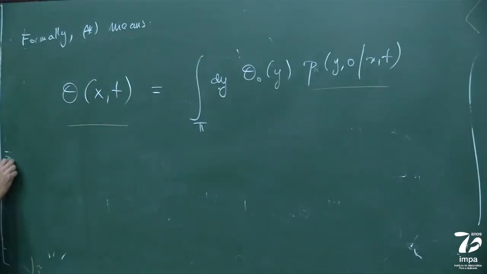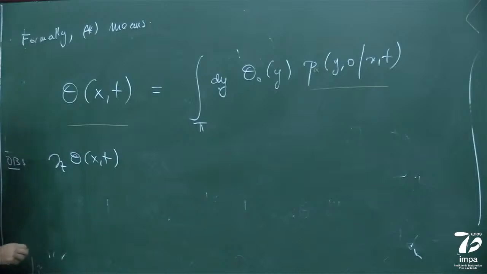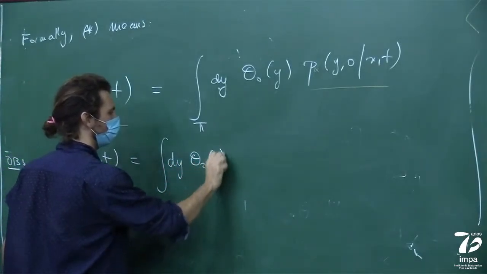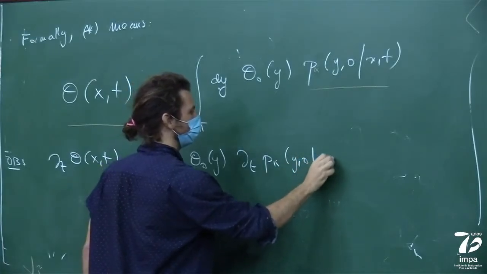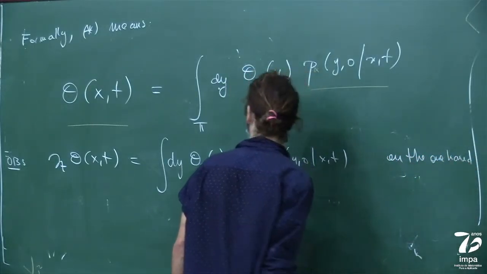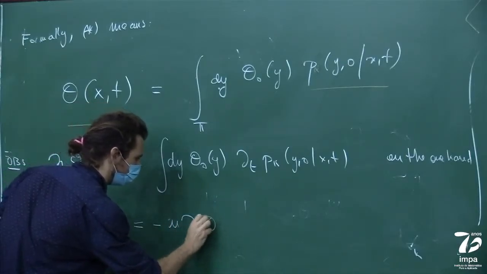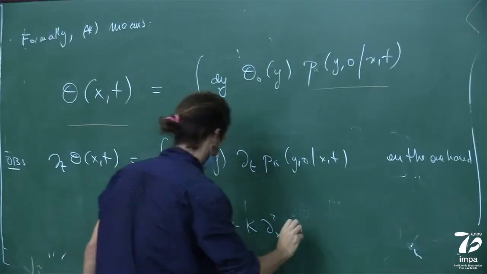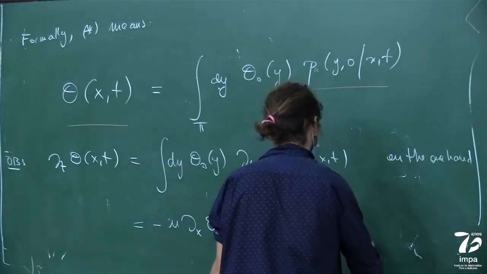So we can observe that dt of theta of xt is equal to the integral of dy theta 0 of y of dt times p kappa y0 of xt on the one hand. And this is also equal to minus u dx theta plus kappa dxx of theta. And this we can express as a certain operator, L, which depends on x and t.